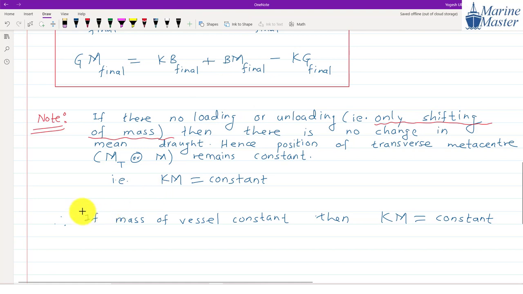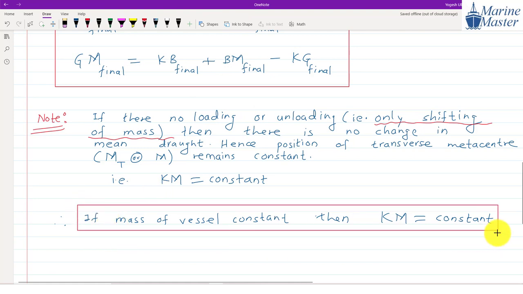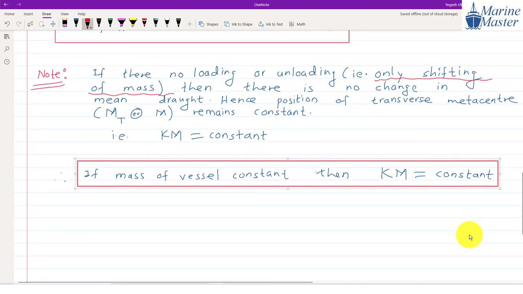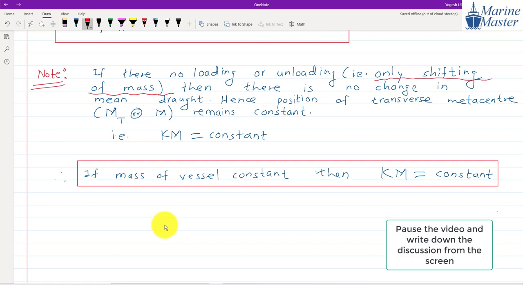Any doubt in this discussion, guys? Very simple discussion, but we need it in our upcoming discussion. We need all these points while dealing with the numericals. Just 15 to 20 minutes, we will finish our theory and then we will start our numericals. Okay, please write down this discussion.